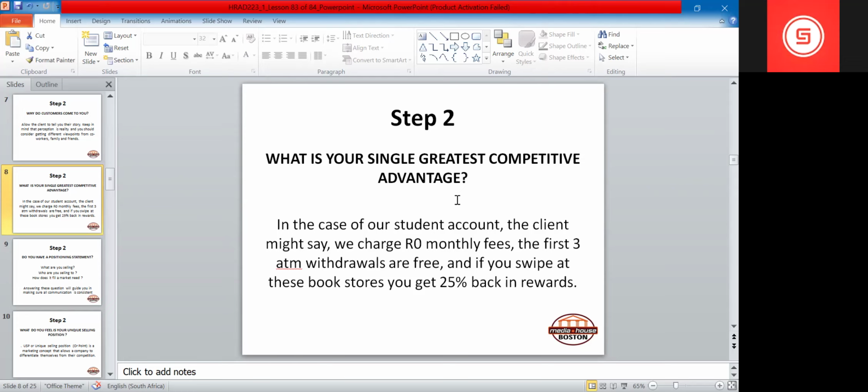Charging 0%, 0 rand, 0% monthly fees is great. That's great, because we lose a lot of the money that we have in our bank, both credit or savings or check accounts. They take hundreds, right, for various reasons. So that would be attractive too.